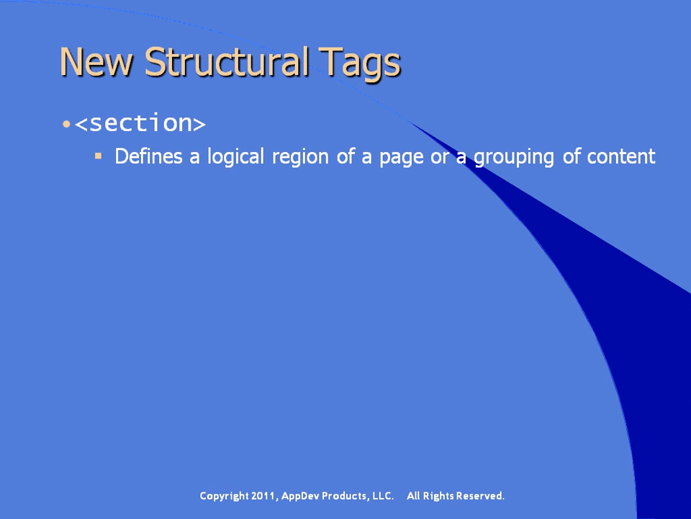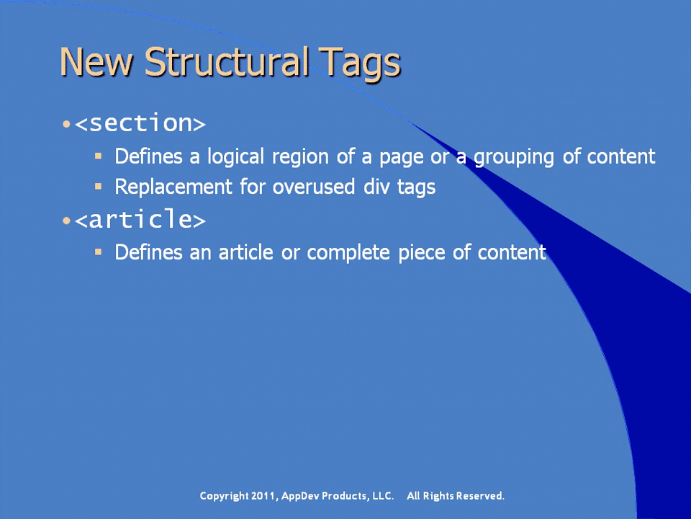The section element defines a logical region on the page or a grouping of content. Think of the section element as a replacement for the verbose number of div tags that we use to wrap around content over and over again. The article element would define the actual piece of content. One section element may contain multiple article elements.